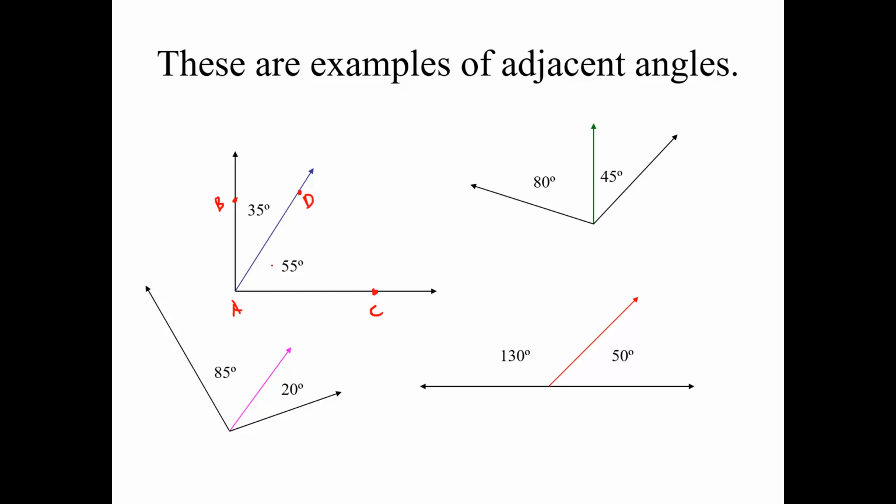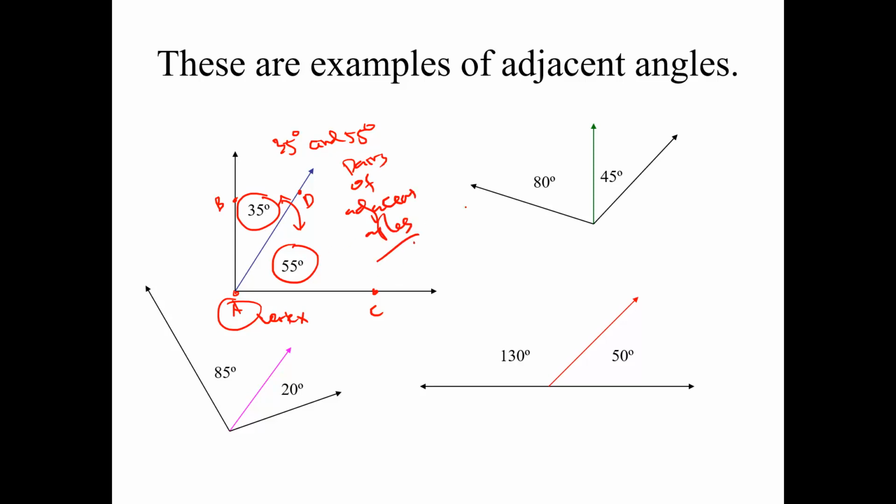So since ray AB, ray AC, and ray AD share the common vertex, which is vertex A, ray AD splits the angle that has been made by AB and AC into two parts, which are this 35 and 55. And because they are side by side, we can say that this 35-degree and this 55-degree are pairs of adjacent angles.